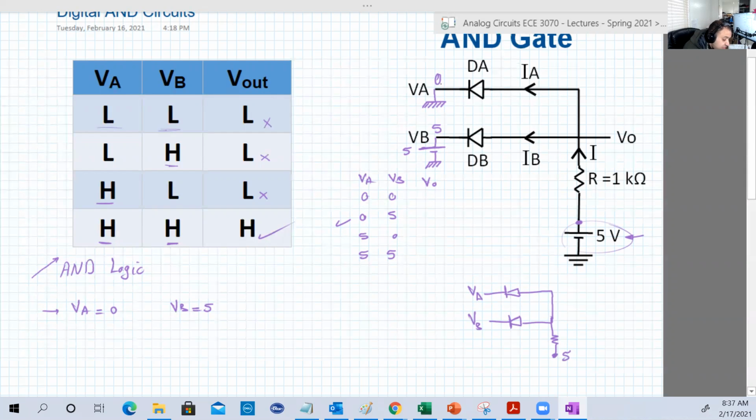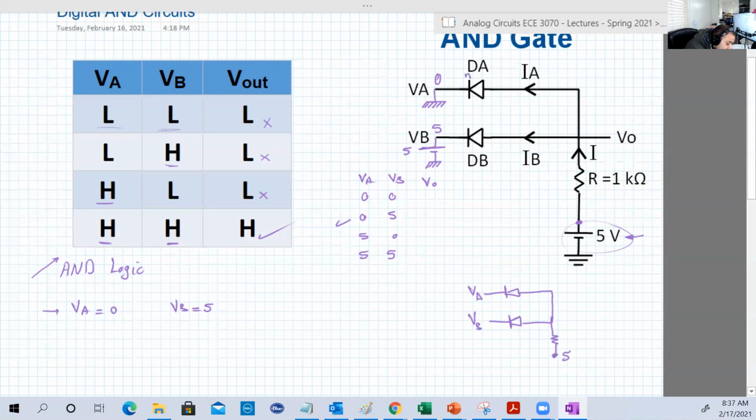So we put here 0 at VA, we put 0 at VB. Now, let's guess. Yeah, everything is based on assumptions. Let's guess now. Are they on or forward with voltage higher than 0.7, or are they reverse or off? So let's start with DA, which has input 0, okay?